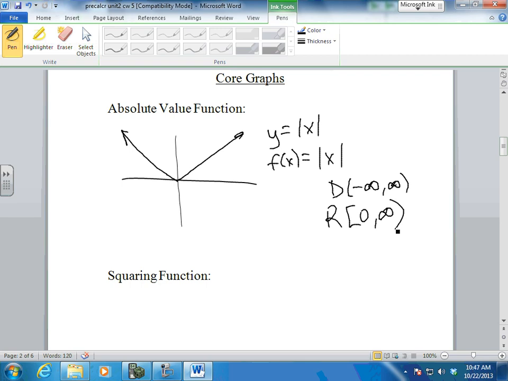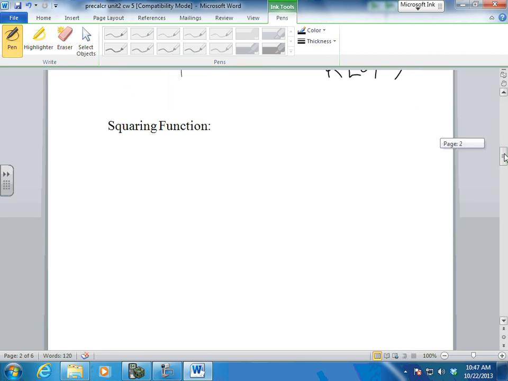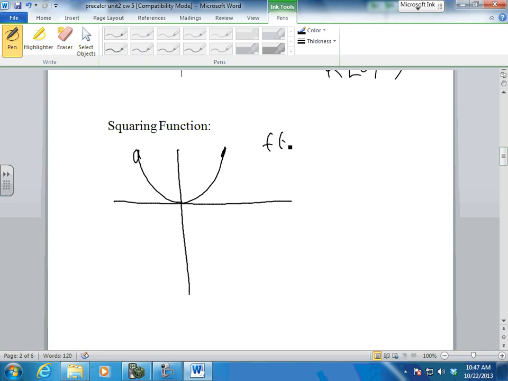Okay? Good. Squaring function. This is your quadratic. Guys, I want it quiet. This is your basic parabola. It has the same characteristics as your absolute value. The domain is all real numbers, and the range is the same thing, because any negative that we square will be positive. So from 0 to infinity.